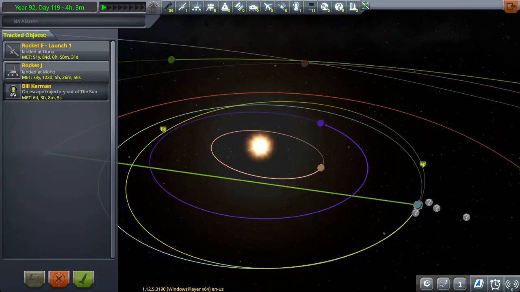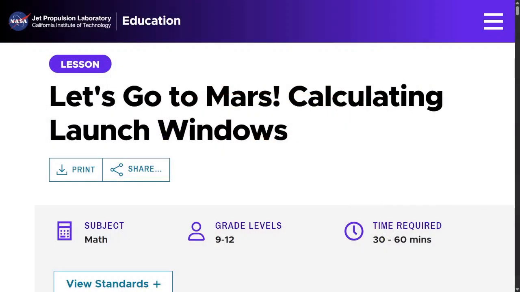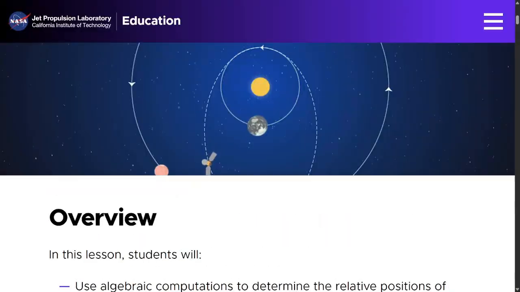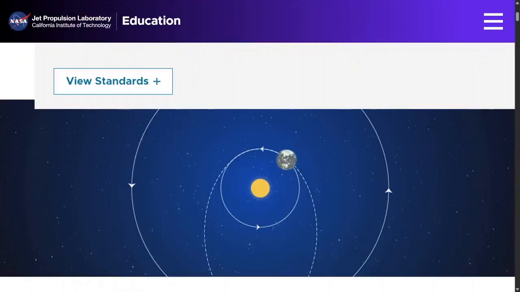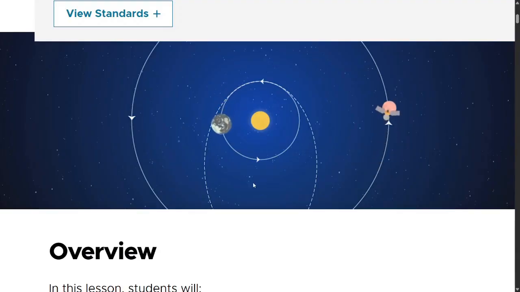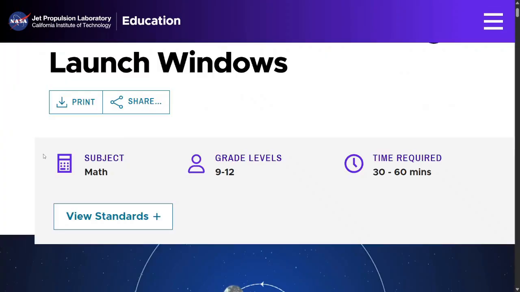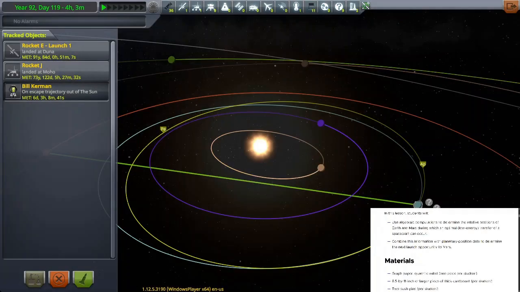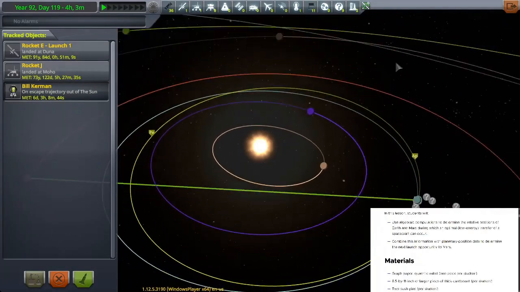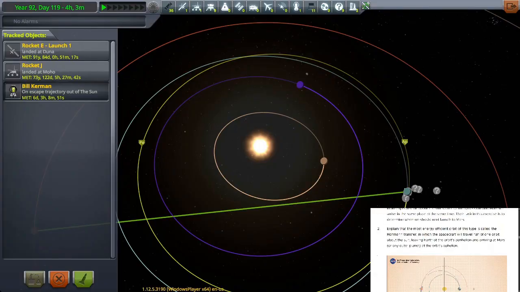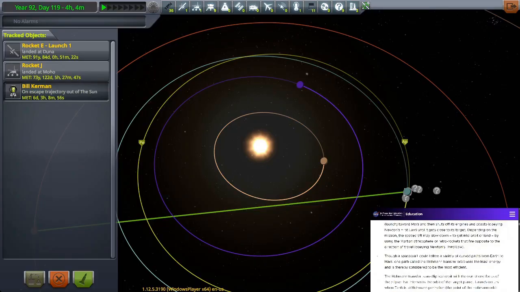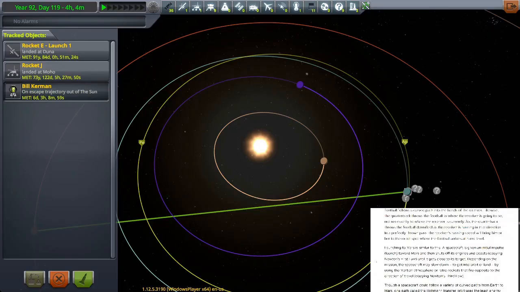So instead, what I'm going to do in this episode is calculate it, right? Because on the internet, I found this article by NASA, which basically lets students calculate the next optimal transfer window from Earth to Mars using the Hohmann transfer orbit. But I'm going to appropriate this so that we can instead rescue Bill Kerman from being stuck in outer space. So let's get to it. So let's go down.